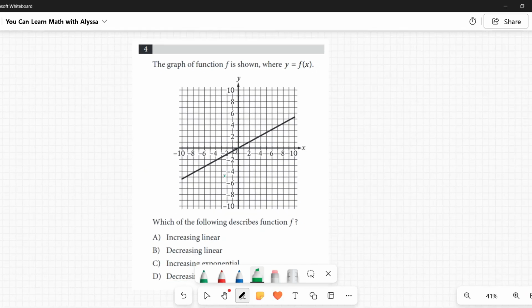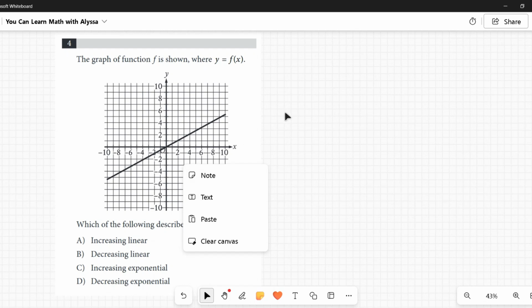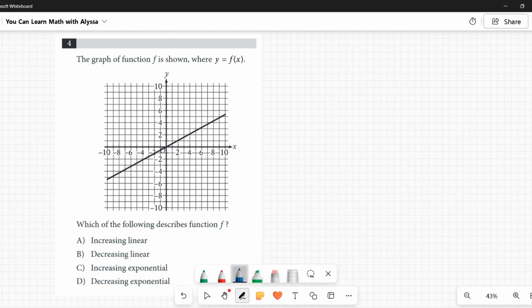Number 4, the graph of function f is shown. I can't get it right here, where f of x, or y equals f of x. Okay, and we have this line there. Which of the following describes function f? Increasing linear, decreasing linear, increasing exponential, decreasing exponential.